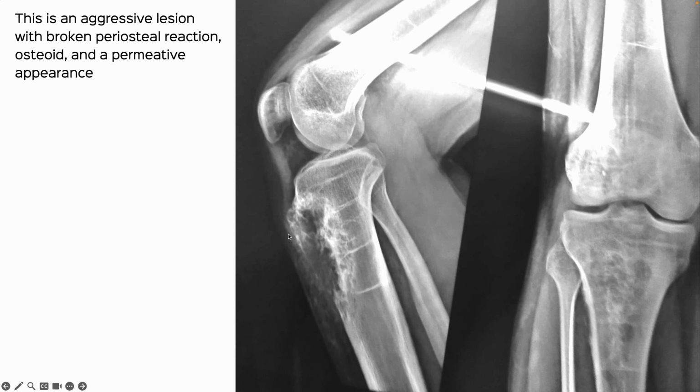This is an aggressive lesion. It's osteolytic. There's an irregular periosteal reaction. The cortex is broken. There's an osteoid matrix. And this is all new bone formation and sclerosis. And look at the permeation along the inferior margin. This is an aggressive malignant tumor, period, on the x-ray.